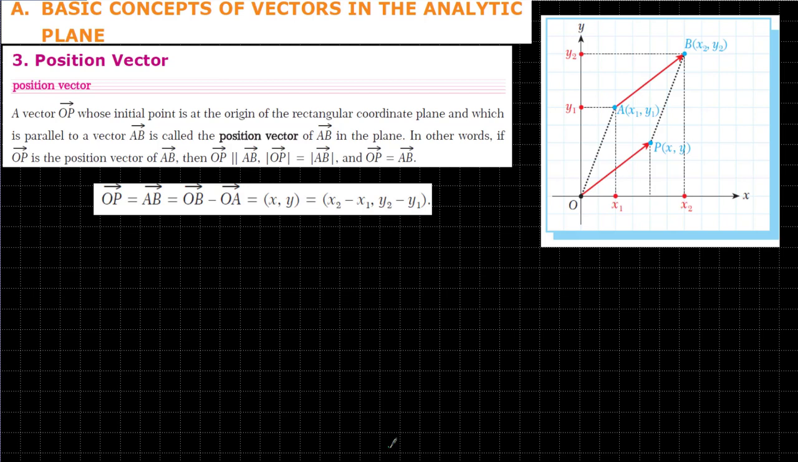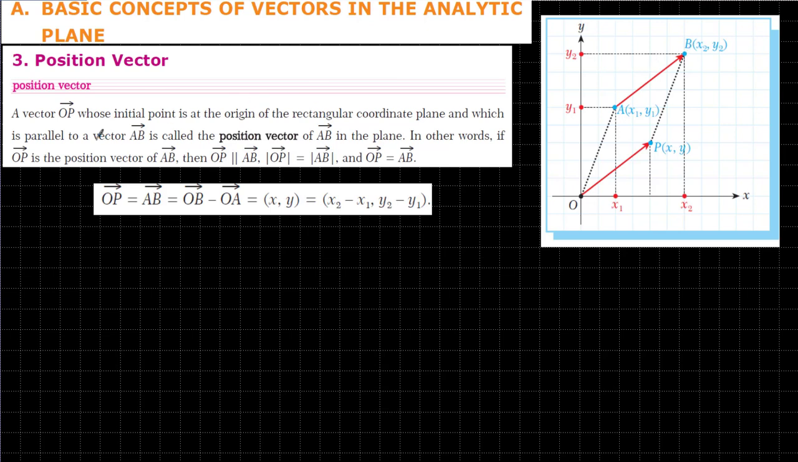Hi dear students, we are going to study the basic concepts of vectors in the analytic plane, and we are going to start with the position vector. Here, as it is defined, let's say there is a vector AB, placed where the points are x2, y2 and x1, y1. So from this point to this point, when it is drawn from A to B, the vector also shows that. So this becomes our vector AB.